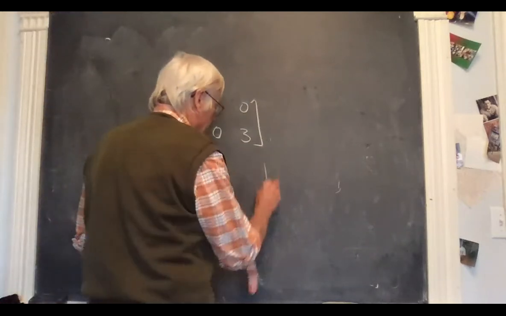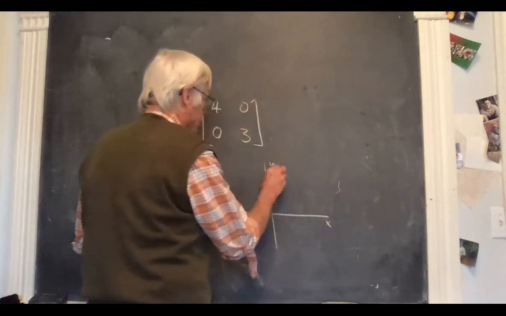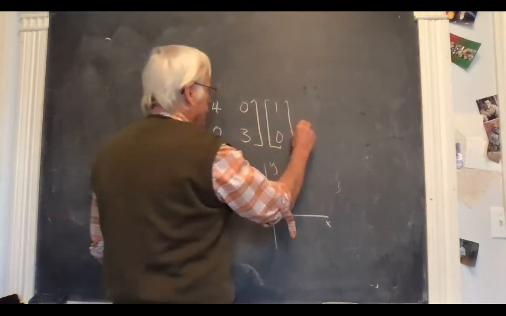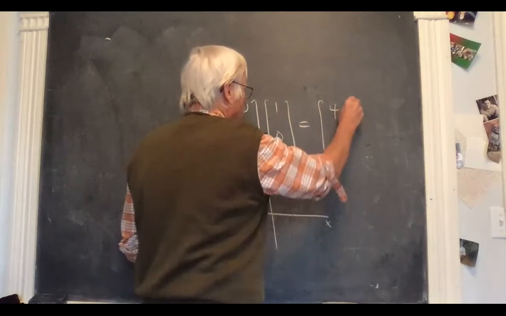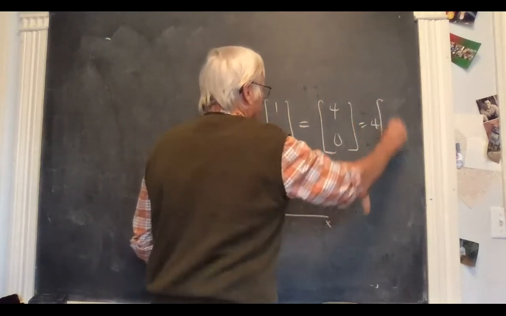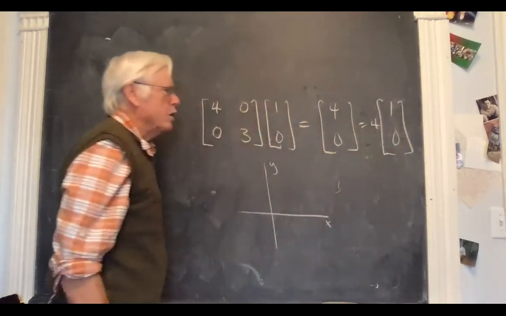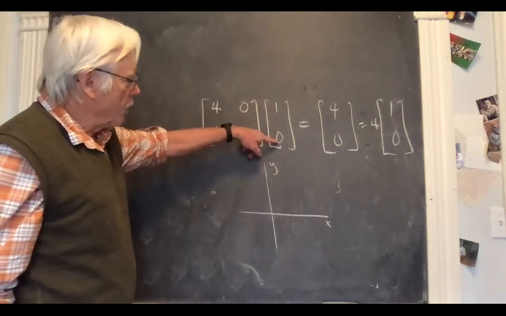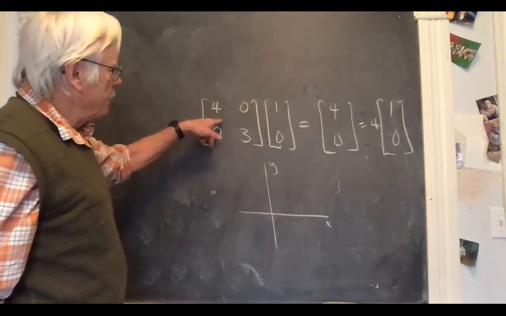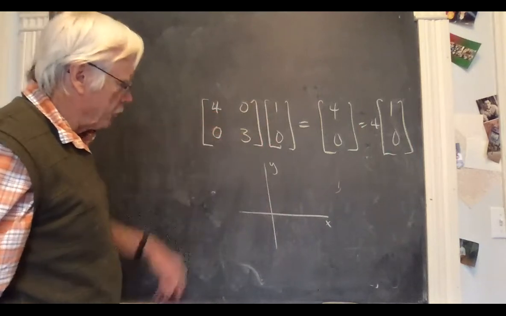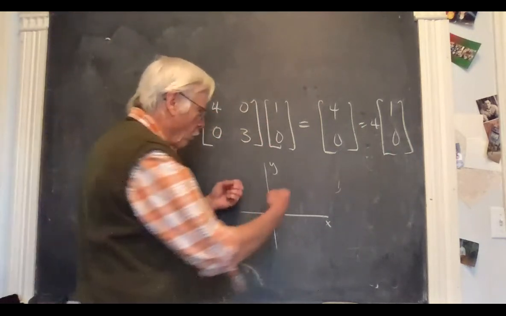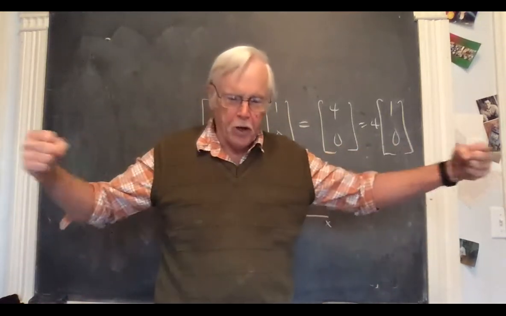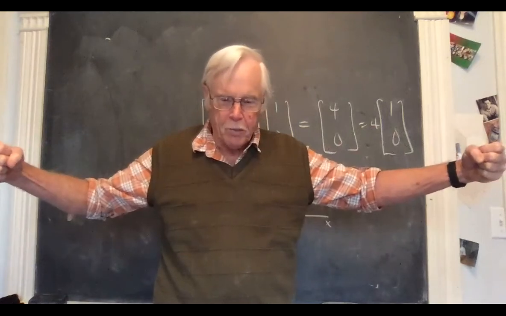Well, if you look at the vector 1, 0, this maps the vector 1, 0 into 4, 0, which is 4 times 1, 0. And so this tells you that in the one direction, this linear transformation will stretch the plane 4 times in the x direction. So this is like an accordion getting stretched out 4 times the width that it was before.